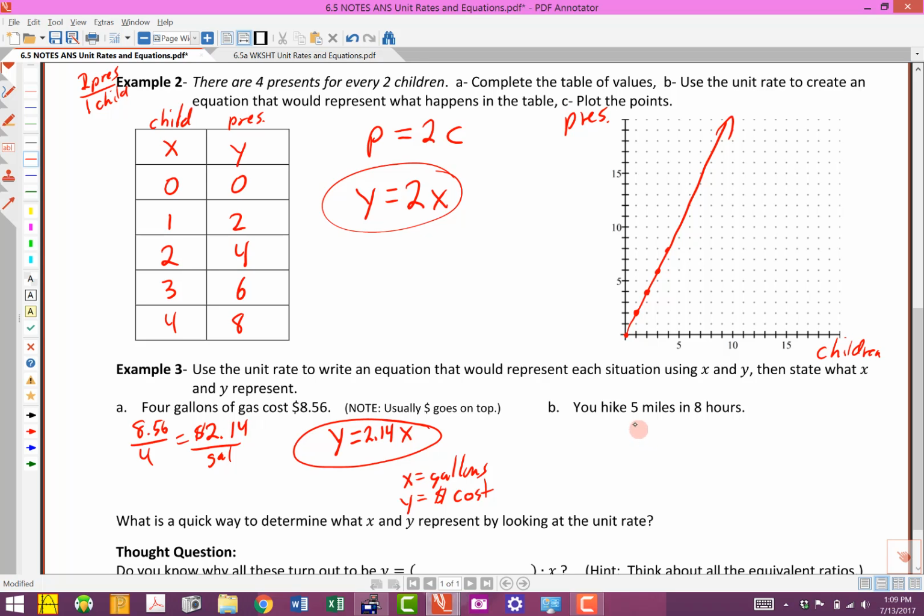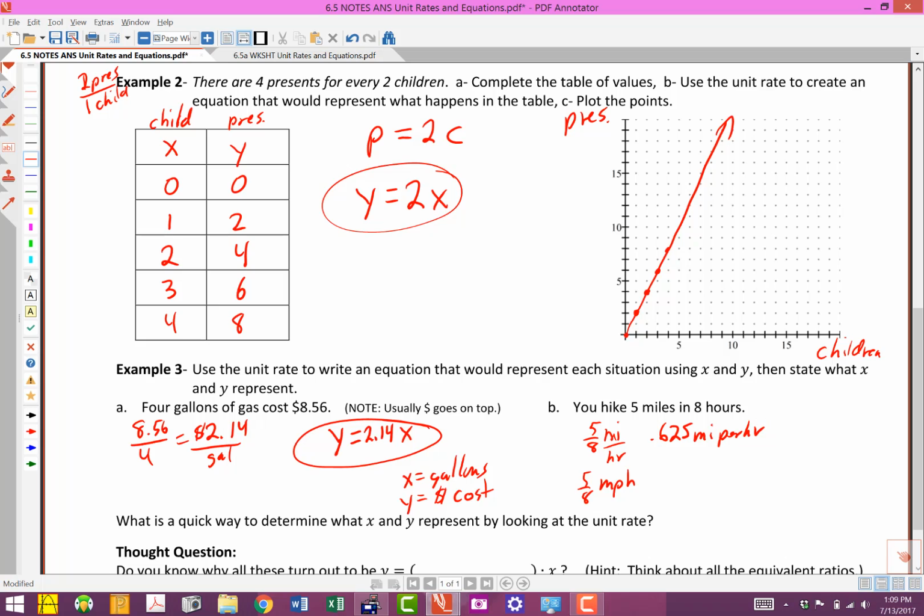Let's do the same thing on this one. You hike 5 miles in 8 hours. So again, miles would usually go on the top, hours would go on the bottom. So this is going to be 5/8. And again, it's a story problem. So if you wanted to do 5/8 and then miles per hour, 5/8 mph. If you wanted to do, let's see, that's a common rational number, that's 0.625 miles per hour.